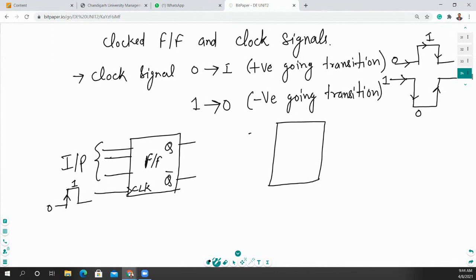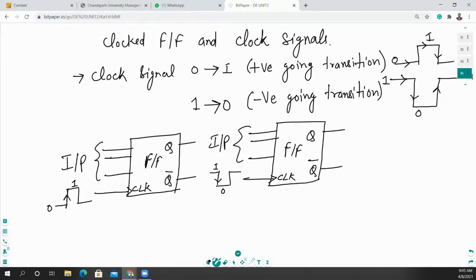Okay, similarly, if you want to give the input and provide some clock signal like this, which type of clock signal does it represent right here? It is a negative. Okay, yes, it is a negative going transition. Okay, and here you will provide the inputs, and here you will get the output. So this is a flip flop. According to this, you will get the output.